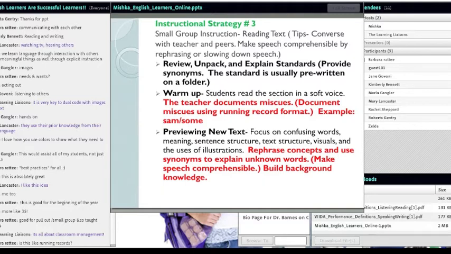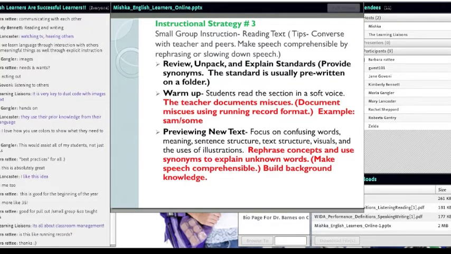It's kind of like running records, but really there are some aspects of running records in there, but it's actually like small group reading instruction. So first thing you do is unpack your standard, and then you warm up by allowing the students to read some text. And at this point, you're doing a running record. So you're doing documentation in the format of a running record.